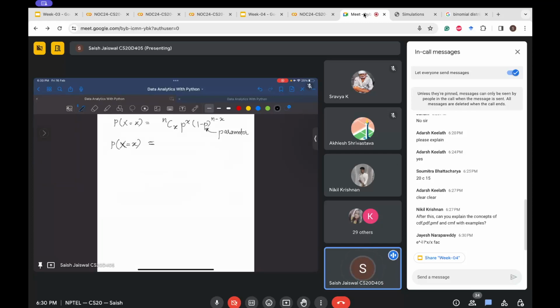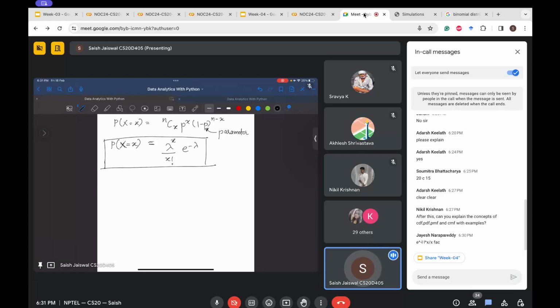Similarly, in the case of Poisson distribution, there is a parameter called lambda. The formula for Poisson distribution is lambda to the power x upon x factorial into e to the power minus lambda. And what is the nature of this distribution?